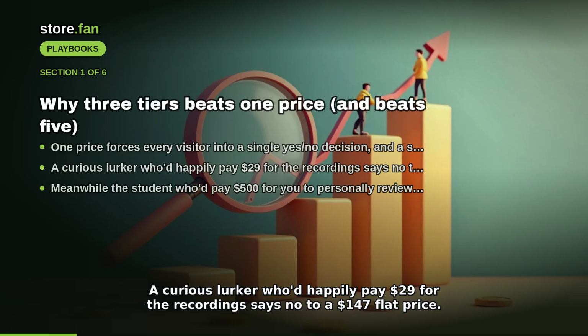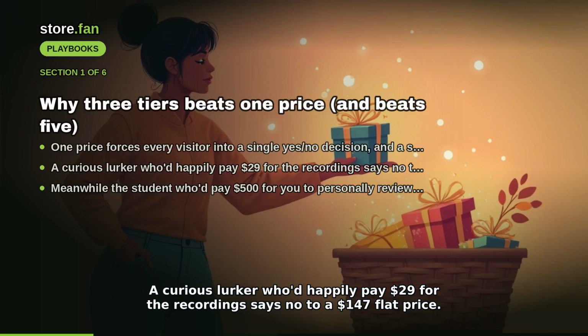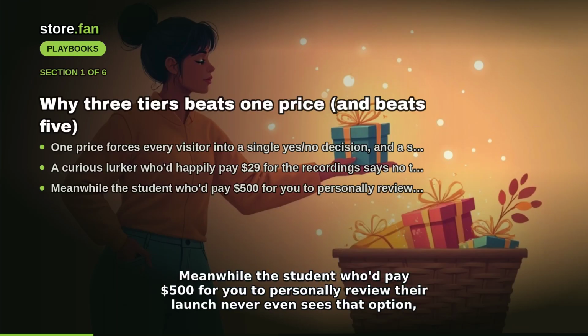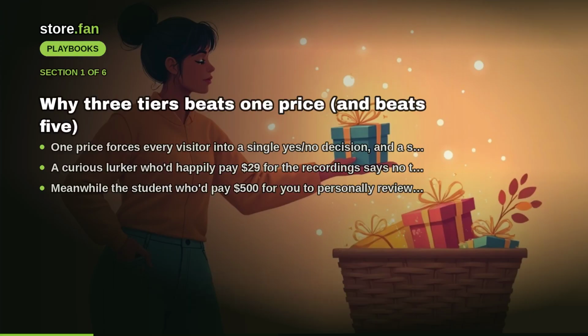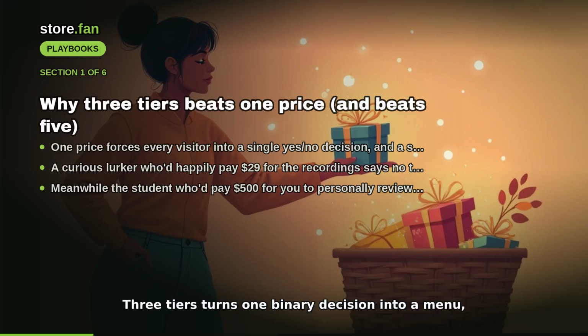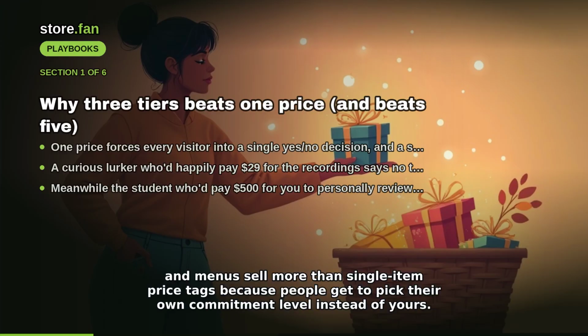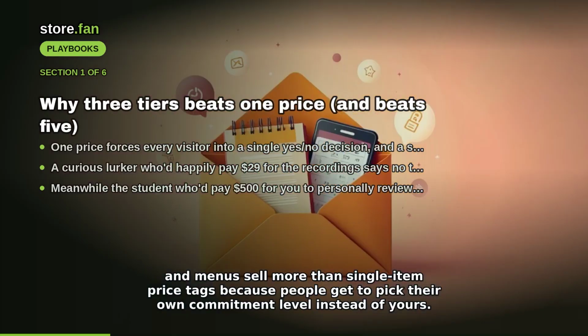A curious lurker who'd happily pay $29 for the recordings says no to a $147 flat price. Meanwhile, the student who'd pay $500 for you to personally review their launch never even sees that option, because it doesn't exist. 3 tiers turns one binary decision into a menu, and menus sell more than single-item price tags because people get to pick their own commitment level instead of yours.